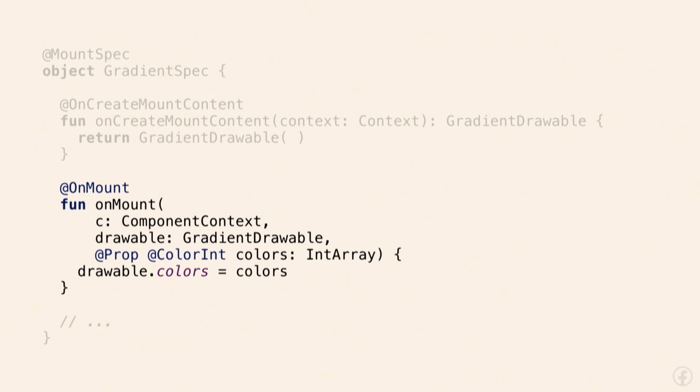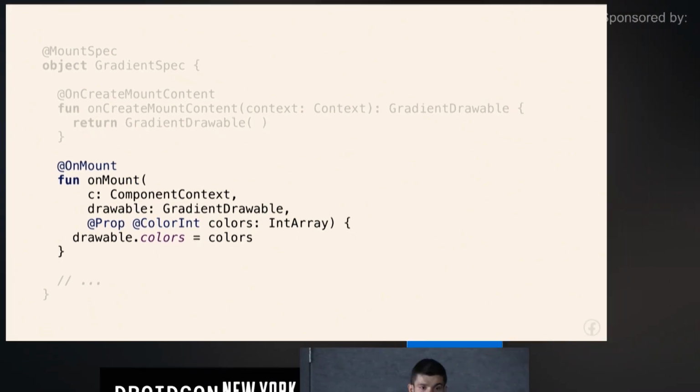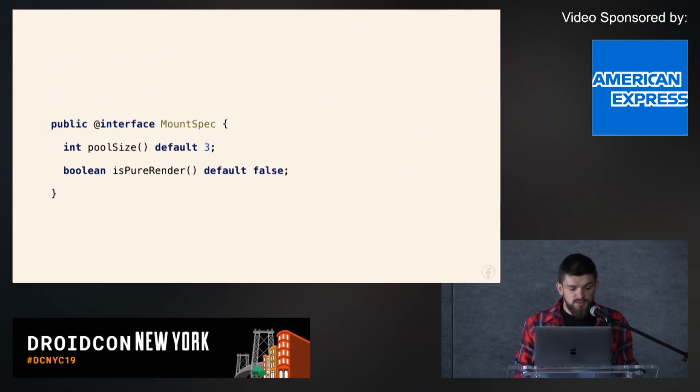What is tricky about mount specs, and something you should take into account, is a couple of parameters: pool size and is pure renderer. Pool size is responsible for declaring the size of the pool from which we are getting these mount specs. For example, when we don't need some widget, we also recycle it. Kind of similar to a recycler view, but we are able to do that for single widgets.